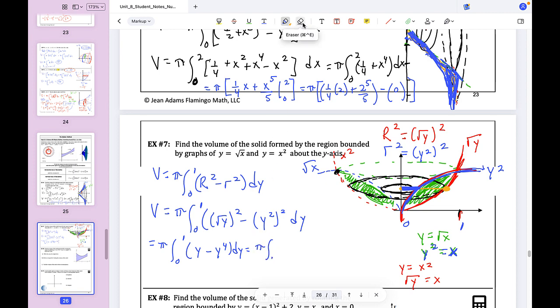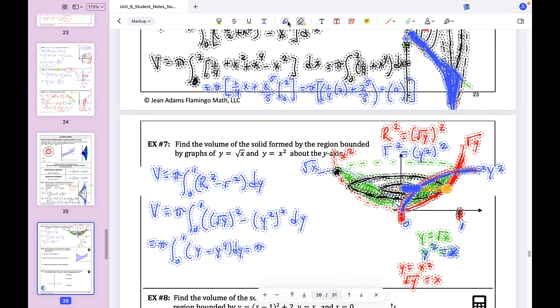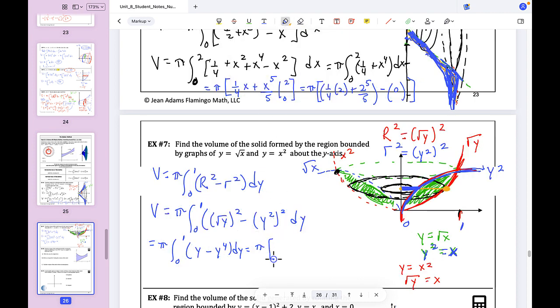Which is equal to, we're going to go ahead and integrate that, so there'll be y squared over 2 minus y to the 5th over 5, and we're integrating from 0 to 1. So that's going to give us pi times, substitute 1 in there, so 1/2 minus 1/5, minus, and we'll substitute a 0 in there, so it's just 0. So this equals 3 over 10 pi. And just make sure you understand what we did on this one.